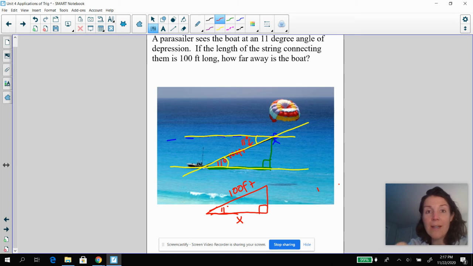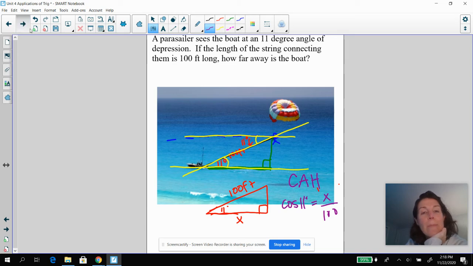So the setup here is a little different than the other one. So versus 11 degrees, I've got the adjacent side and the hypotenuse. So if I have adjacent and hypotenuse, I know it's going to be cosine. So the cosine of 11 degrees is equal to x over 100. You cross multiply, you solve, and you get what x is.